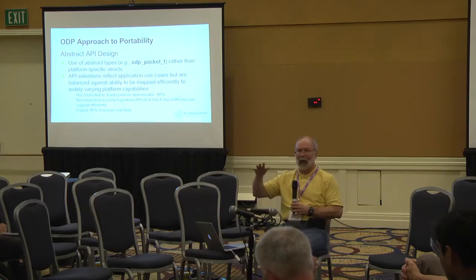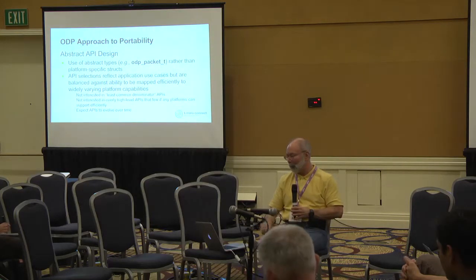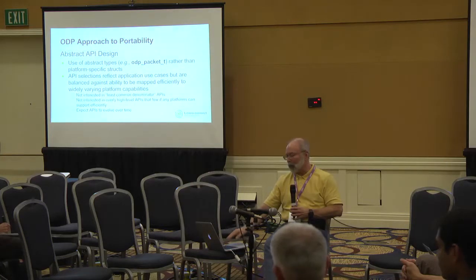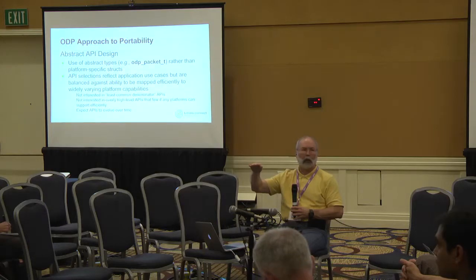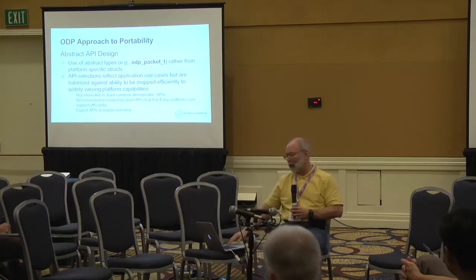So it's a balancing act, which we expect to evolve over time as hardware capabilities become more sophisticated, which they always do, because hardware guys are smart, and they always have more transistors to play with. So we expect those to evolve. But again, when we define an ODP API, we're looking to ride that line between usefulness and good implementability.